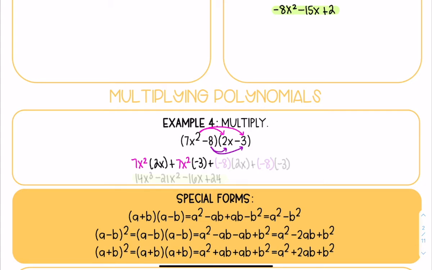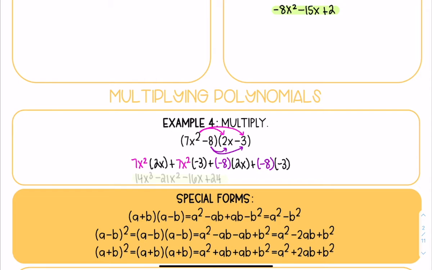Now we want to distribute the -8. We have -8 times 2x, and we have -8 times -3. And so you'll notice that inside the black parentheses, the numbers were the same. The ones that changed were the numbers in the colors on the outside.